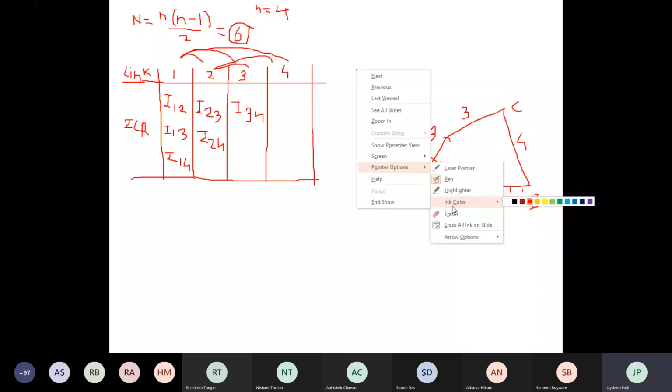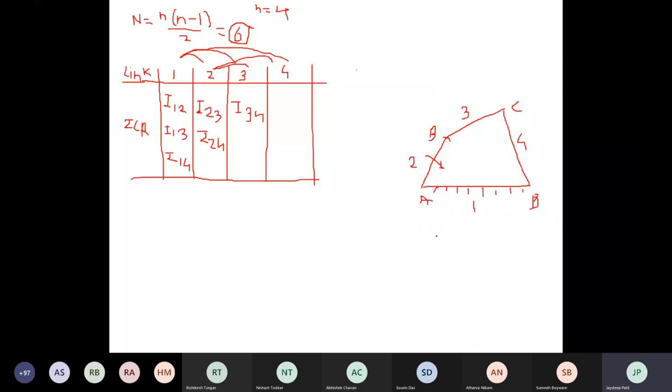Now, what is the next step? You have to locate the ICRs. Whatever ICRs you have, you have to locate them in the configuration diagram, the scale diagram you have drawn, at the particular points. For example, take point A, the intersection of link 1 and 2. Which ICR do you get here? I 1 2.